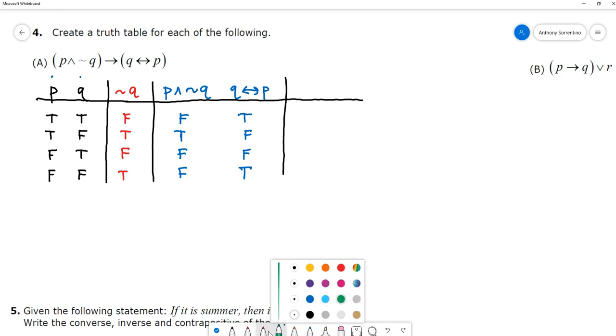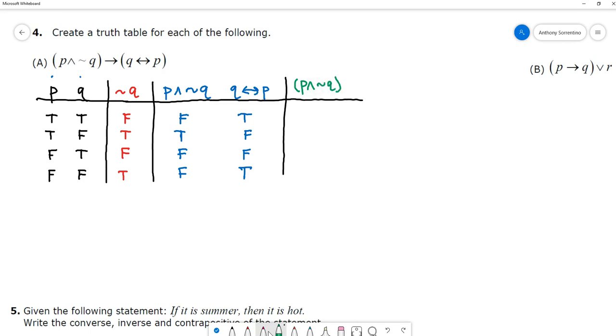And so I have those two, and now I want to do the final one, which deals with the conditional statement. If P and not Q, then Q if and only if P is true. And so when I look at this, now I'm only looking really at the conditional statement. So I'm looking at these two columns at this point.